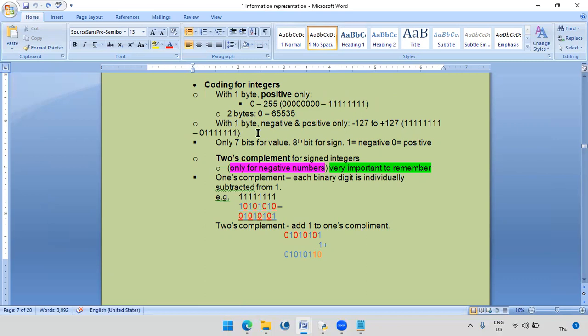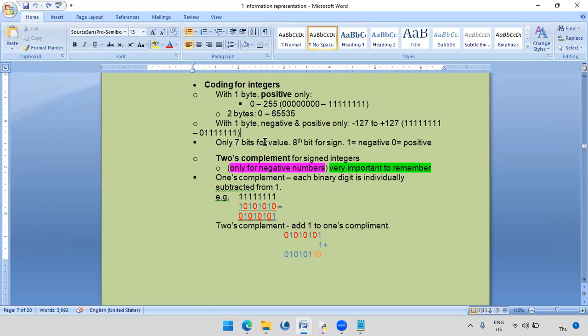With 1 byte, if you need negative and positive, I mean, if you need a sign to know whether it's negative or positive, because in binary there is no sign, in binary you don't have any sign bits, only zeros and ones. That's all. So we have to use one of them as a sign. So we use the MSB, the most significant bit, as a sign. If it is 1, it's negative. If it is 0, it's positive. The 8th bit is the sign.